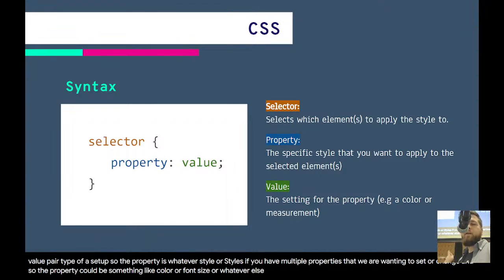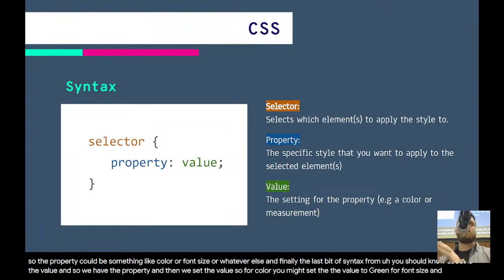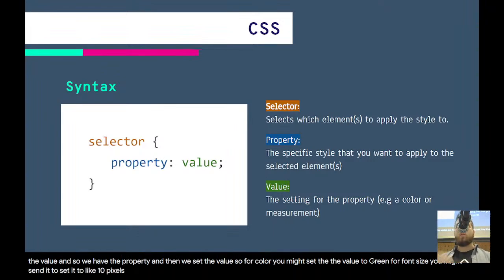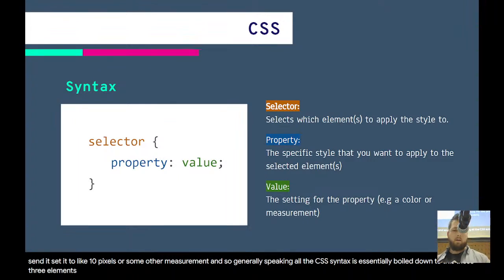And then finally, the last bit of syntax we should know about is the value. So we have the property, and then we set the value. So for color, we might set the value to green. For font size, we might set it to like 10 pixels or some other measurement. And so generally speaking, all of CSS syntax is essentially boiled down to these three elements.